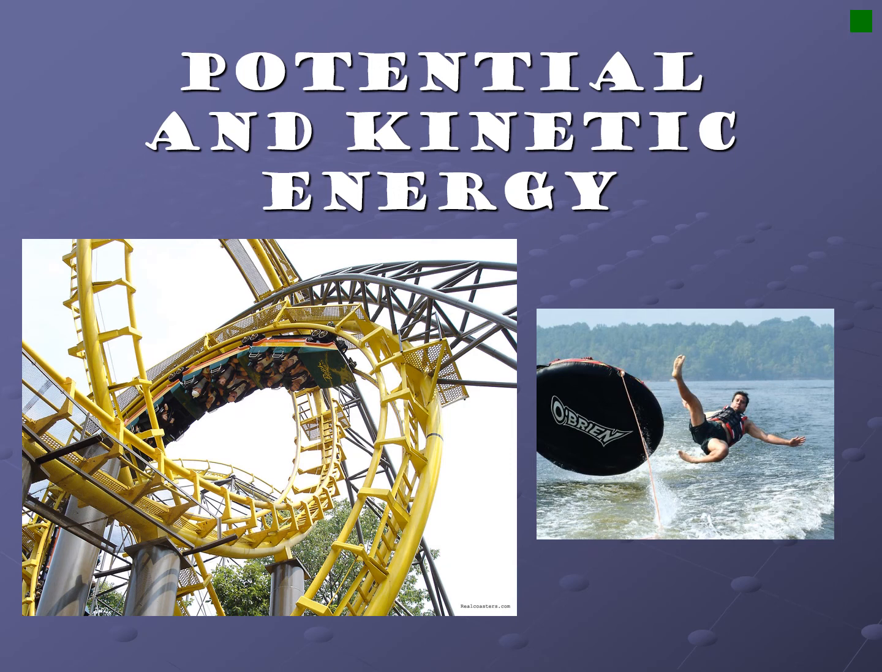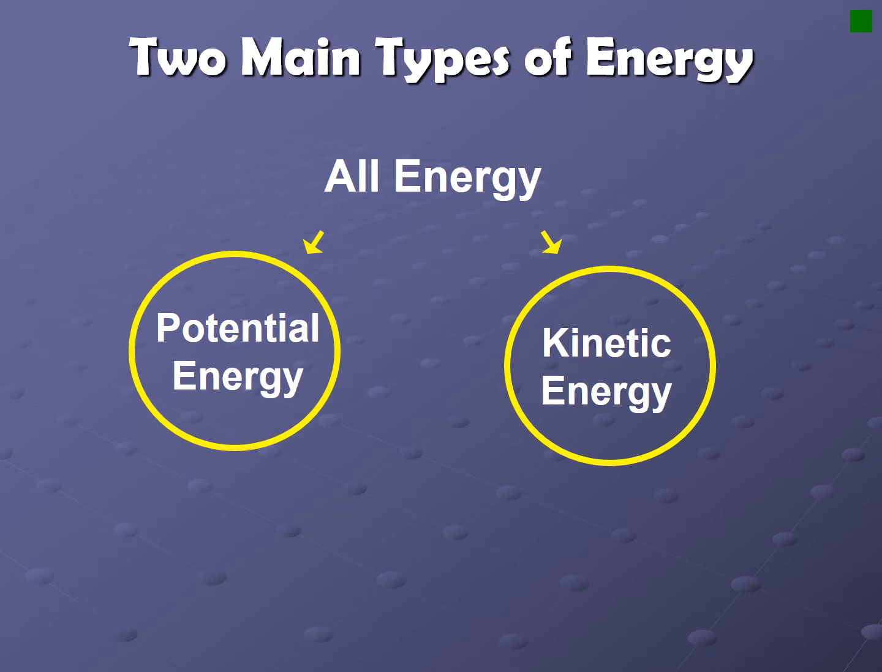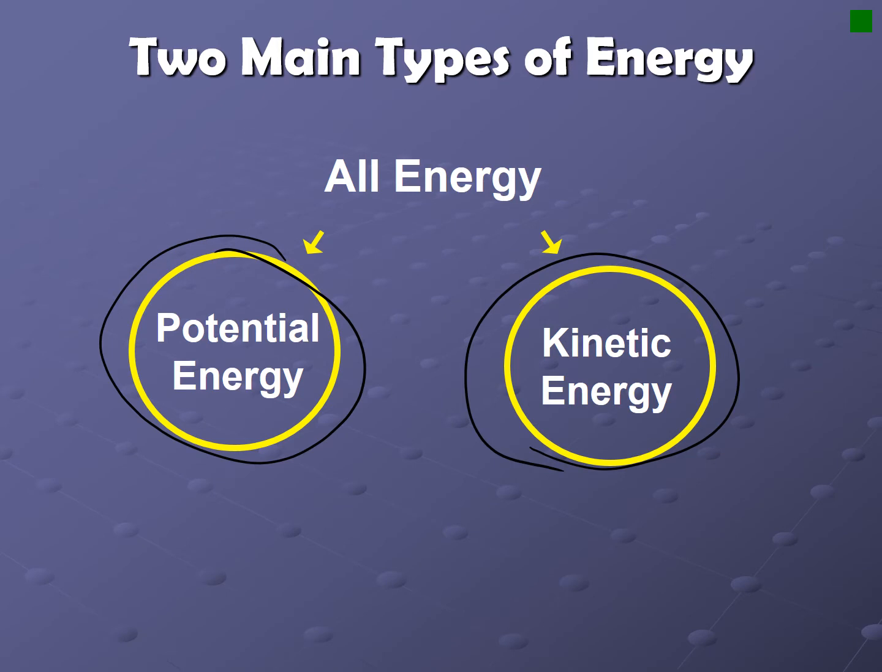Today's focus will be on calculations of potential and kinetic energy, but we will be doing a little bit of review about what potential and kinetic energy is first. So what is energy? Energy is the ability of an object to do work. There are two main types of energy. We have potential energy, which is stored energy, and we have kinetic energy, which is energy in motion.